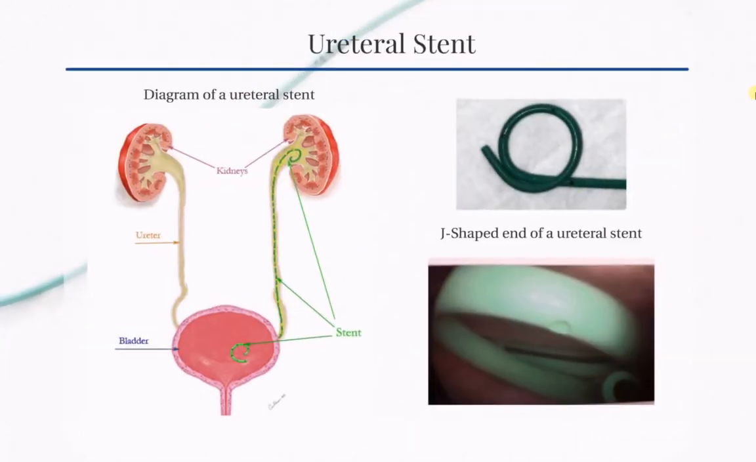Here, we see several pictures. One is a diagram of a urinary tract with a ureteral stent placed inside. The other two images are J-shaped ends of a ureteral stent.